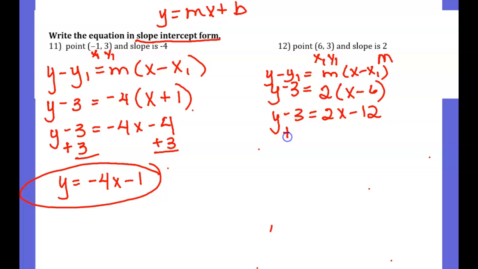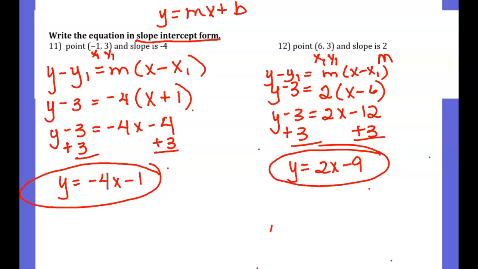We're just going to add 3 to both sides to get the y by itself, and we have y is equal to 2x minus 9. Okay? All right, so let's plug it in.